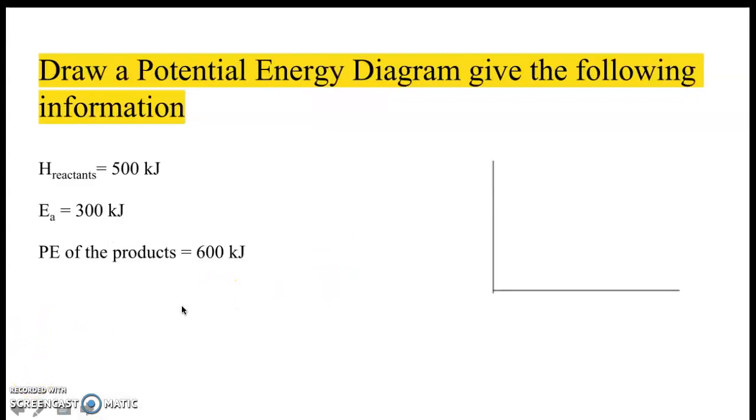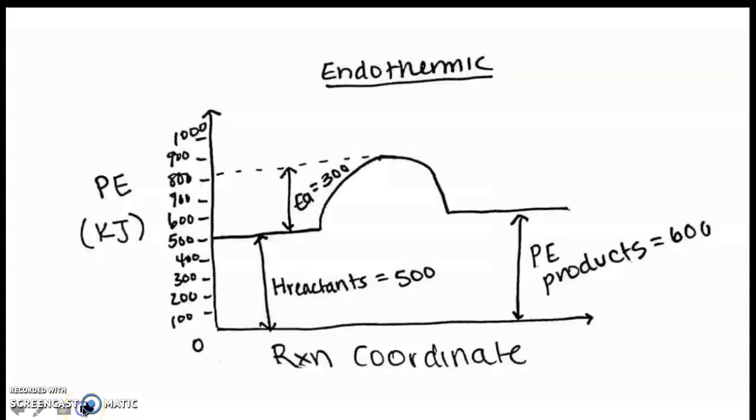What I would like you to do in your notebook is draw a potential energy diagram with this given information. Things to include: label the y-axis and the x-axis, and you're going to need an actual scale in order to properly place these. Here's what your potential energy diagram should look like.